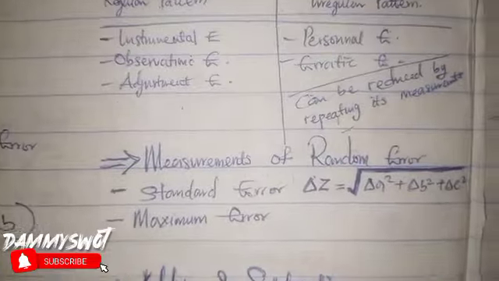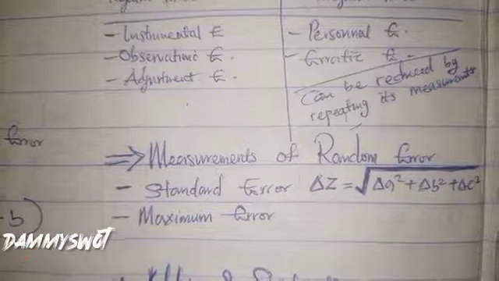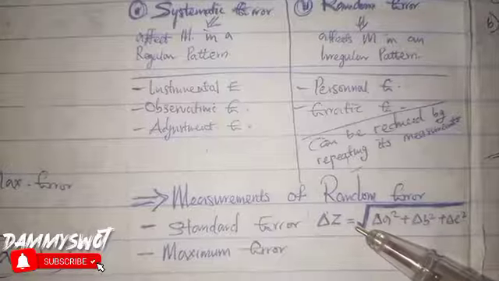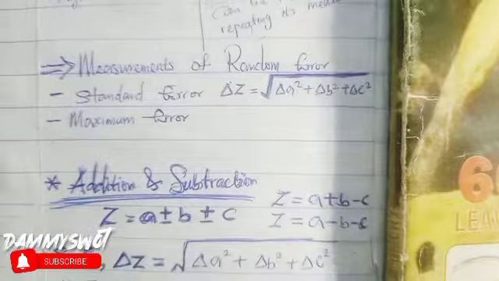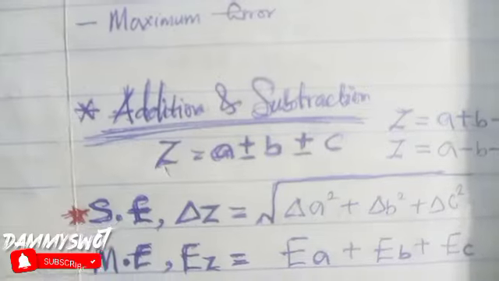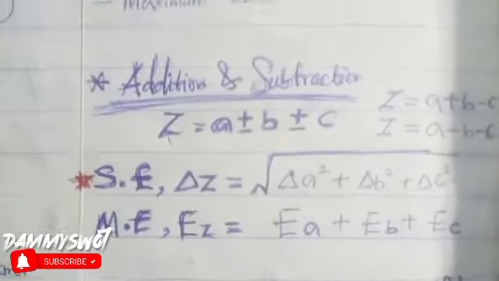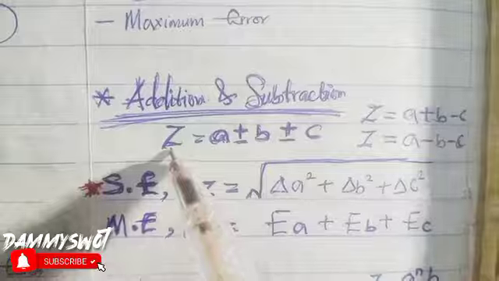Now, the one I want you people to focus majorly on is standard error. That's the measurement of random error. Please focus on this standard error. Okay, so now the standard error is what I'll be talking more about. And like I said, a standard error question can either be in addition and subtraction, multiplication, or division.